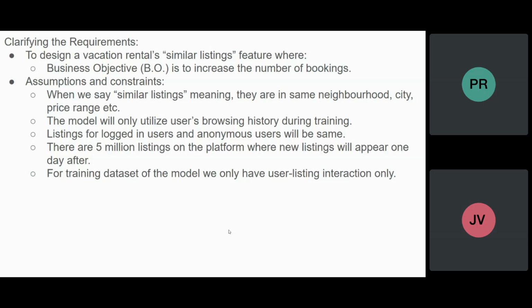Then we are assuming that there are 5 million listings on the platform, where new listings will appear one day after. During this gap of one day, the interaction data of the new listing will be gathered before it is posted live. Then for the training dataset of the model, we only have user-listing interactions. So we will not be using the user attributes of age and location or listing attributes of price or location.